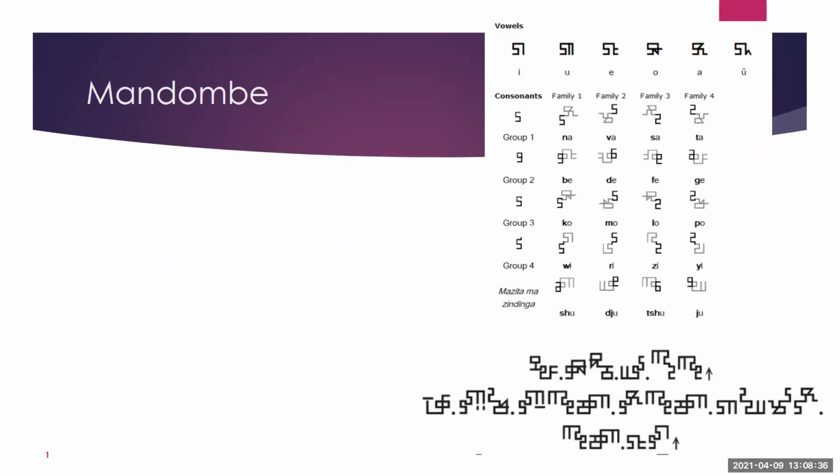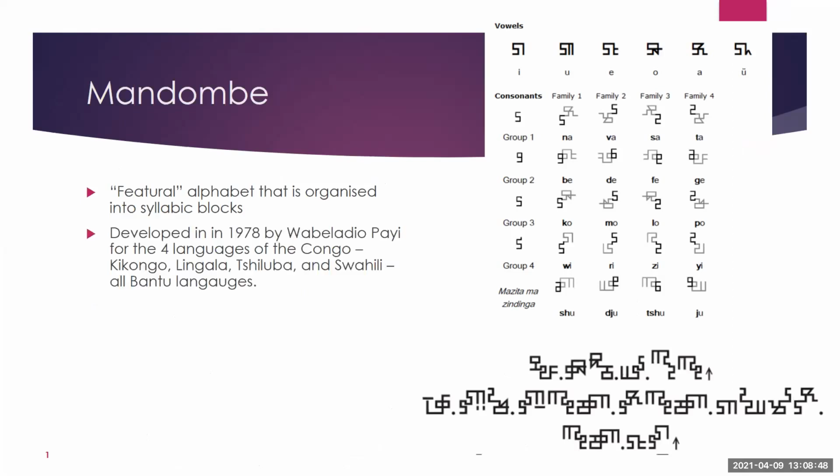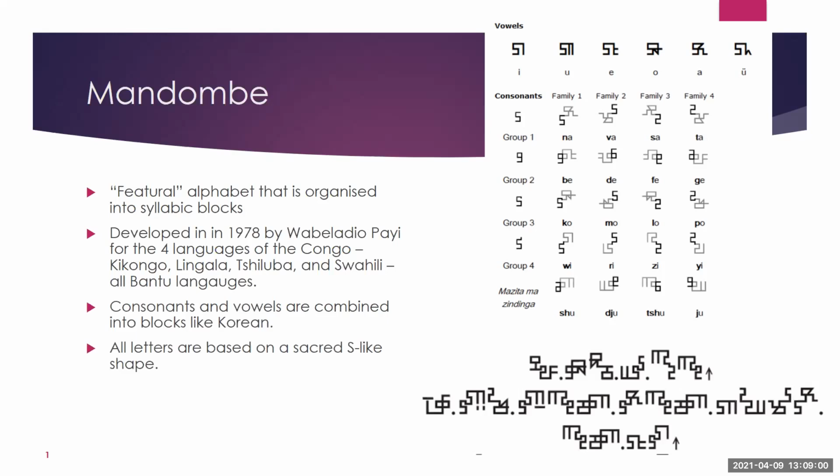Here's another one, and this one is really interesting. This one is called Mandombe, and I've called it a featural alphabet because it's organized into syllabic blocks. It was developed in 1978 for the 4 languages of the Congo, which are all Bantu languages. So consonants and vowels are combined into blocks like in Korean, and all letters are based off of a sacred S-like shape from the local culture.